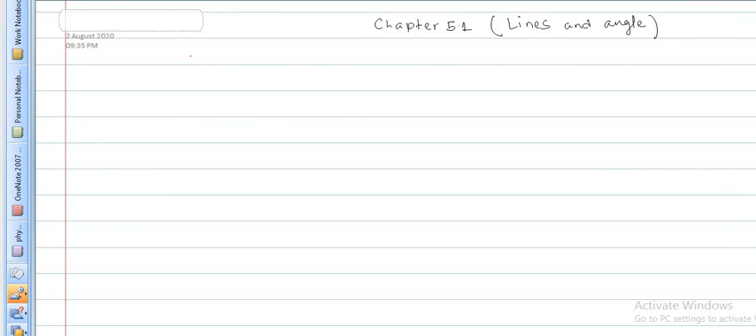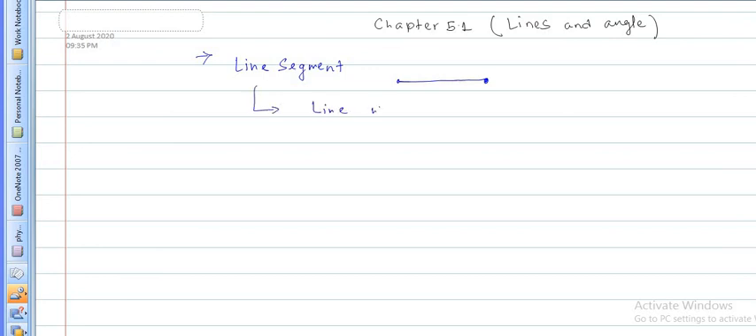So first we should know what is a line segment. Now see, line segment is defined as a line which having two endpoints. So the line which having two endpoints is known as line segment.